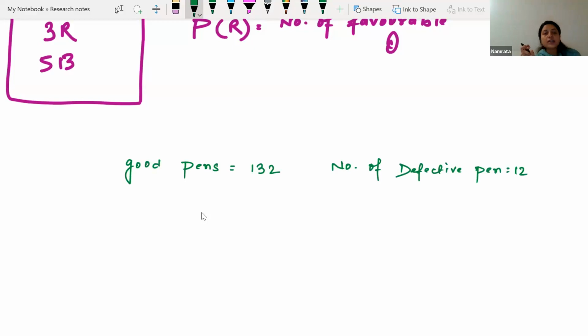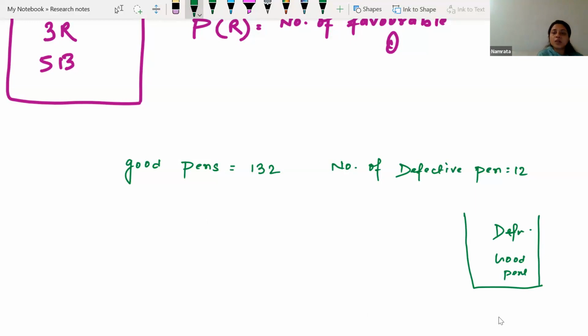Whether or not it's defective. So when all the pens are just mixed up, suppose we are having a box like this, and good pens are also there and defective pens are also there. Just by looking at the pen, it's not possible to identify whether it's the good one or not. So there are 132 good pens plus 12 defective pens, everything just mixed up over here.